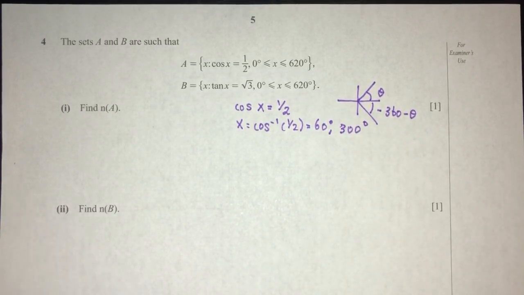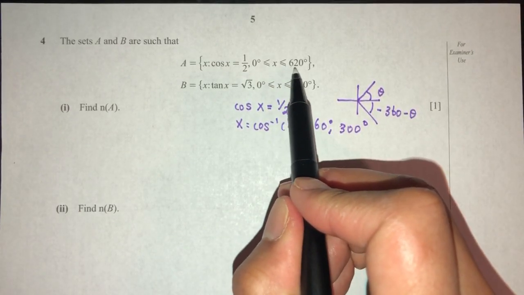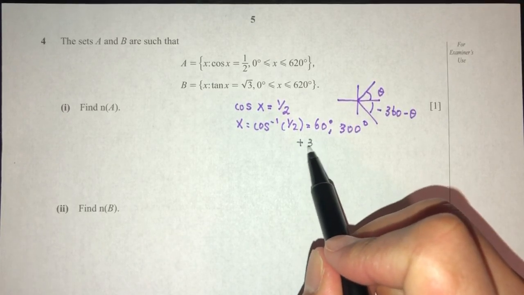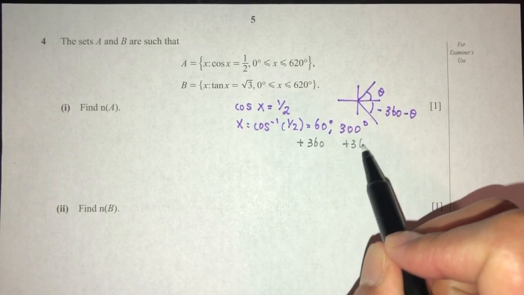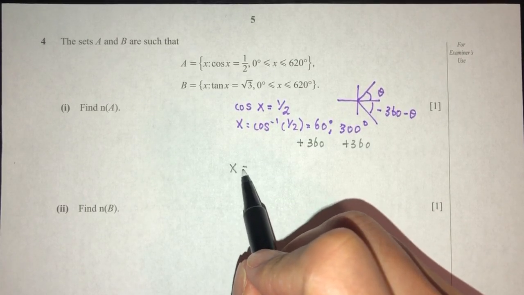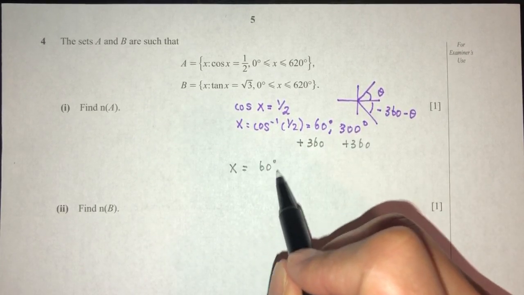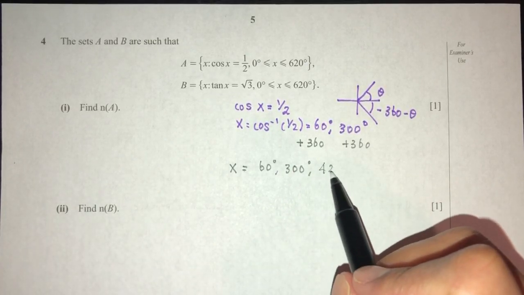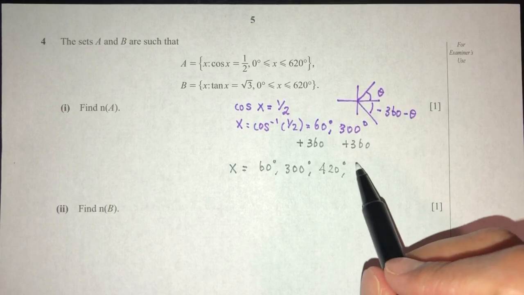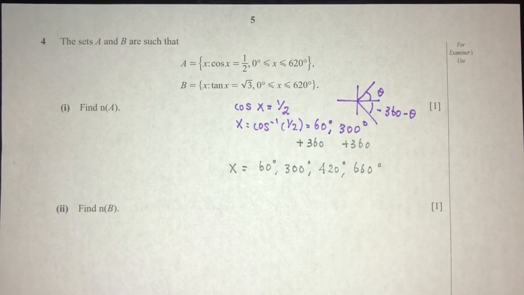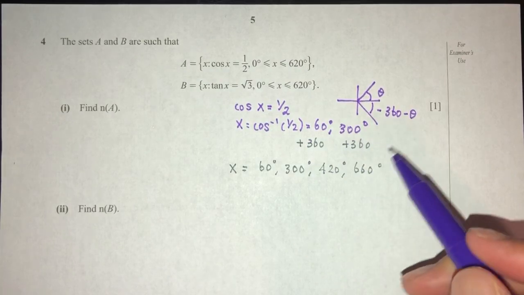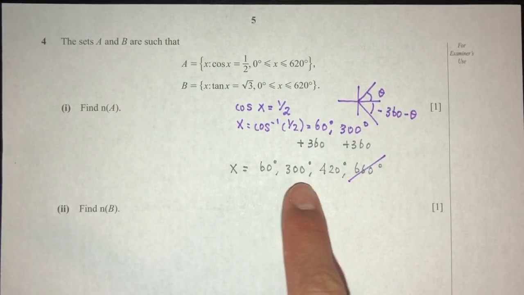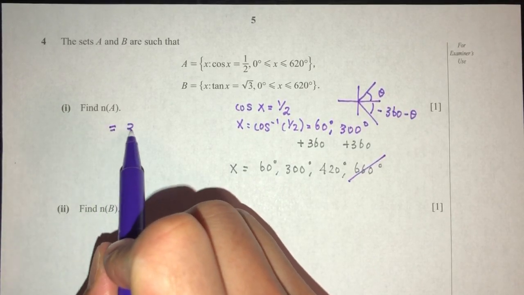But now, since our domain is more than 360, we have to see what other values we can have. So we have to add 360 to each of those values. So finally, x can be 60, 300, and also 420, and also 660. But obviously 660 is outside the domain, so we don't take this value. We only have three values. The number of values in A will be 1, 2, 3, so your answer will be 3.